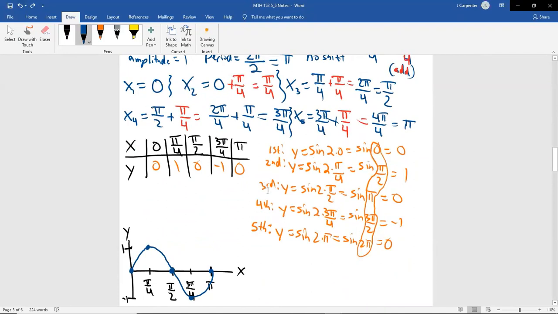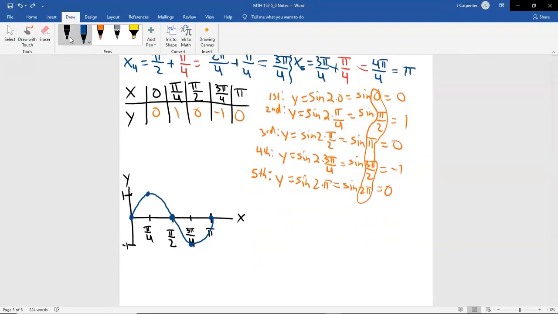Again, the orange bits, you can learn to skip and go straight to 0, 1, 0, negative 1, 0, or maybe 0, negative 1, 0, positive 1, 0. These don't have to be 1s. They could be 2s or 3s or 4s if there's an amplitude that's not 1. Spoilers for the next example.